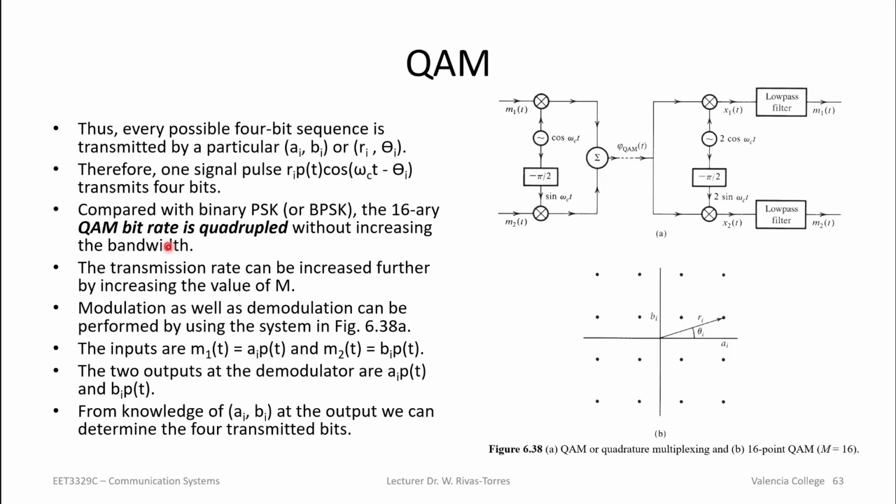So remember, all the receiver has to do, at the end of the day, is figure out what the values of I and Q are, and based on that, it knows which symbol it is, and therefore it knows which bits were transmitted. That's all the demodulator or receiver has to do. So the decision is fairly simple.